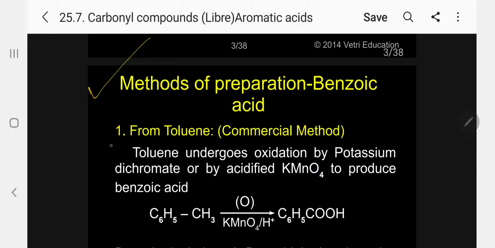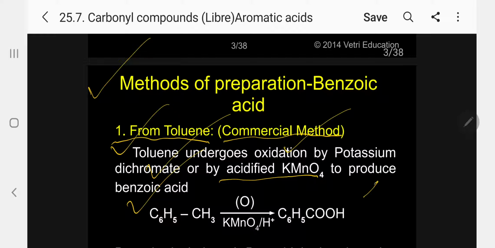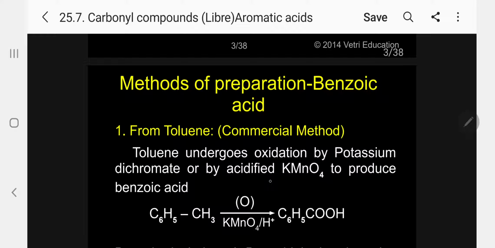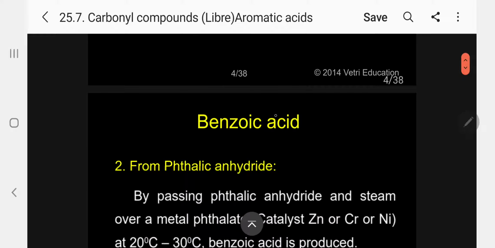So, benzoic acid can be prepared from toluene. Commercial method. This is the method. So, toluene undergoes oxidation by acidified potassium dichromate or acidified potassium permanganate to produce benzoic acid. So, if you take toluene, kindly follow, it will be converted into benzoic acid. This is the most important information. Kindly follow. This is the commercial method. So from toluene, that is the hydrocarbon, we can prepare benzoic acid.